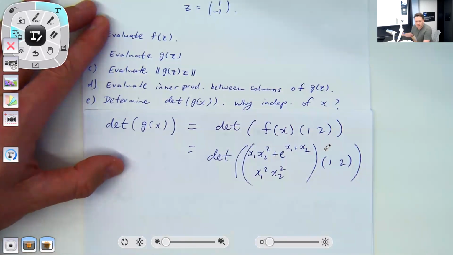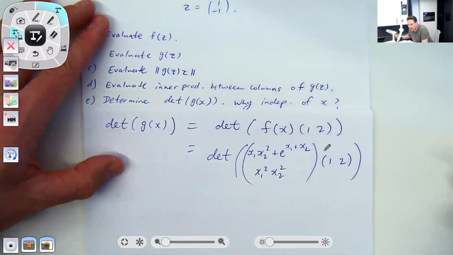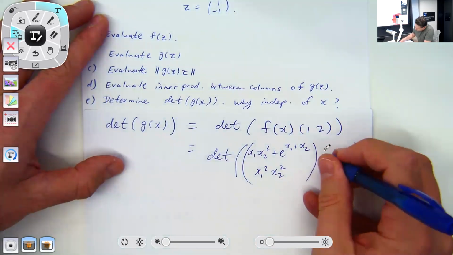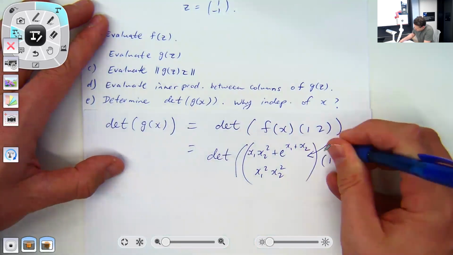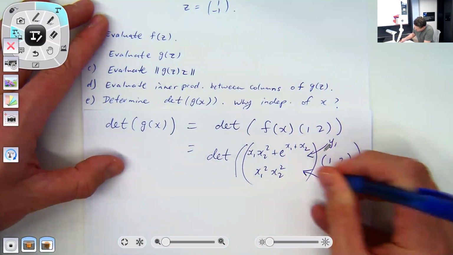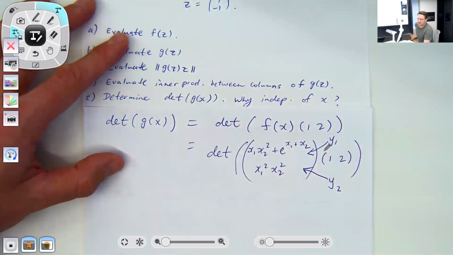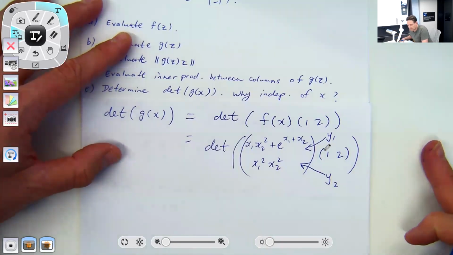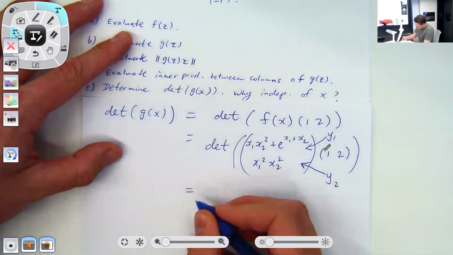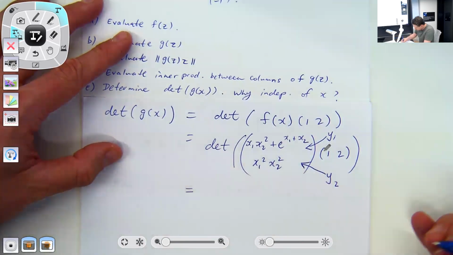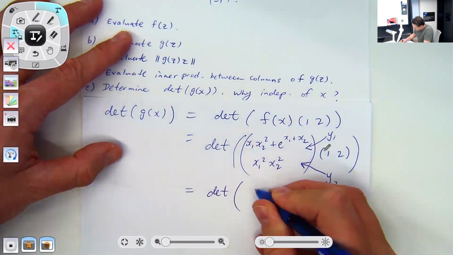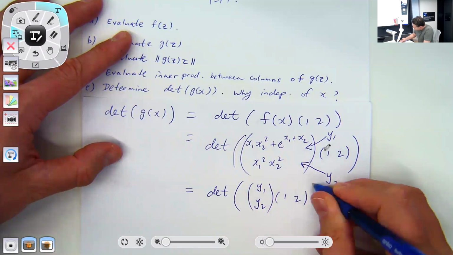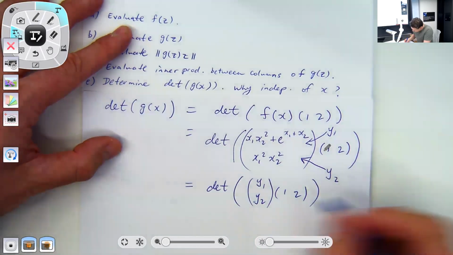All right, but now I happen to know that this is going to simplify a lot if I abbreviate these. So let's say that this top entry, let's call that y1, and let's call the bottom entry y2. Okay, just to simplify this, because if we don't, it'll get a little bit too big on the page, right? And if you were taking an exam, you would want to save space and time. All right, so det of y1, y2, and then 1, 2. Okay, so we'll expand this product right here.